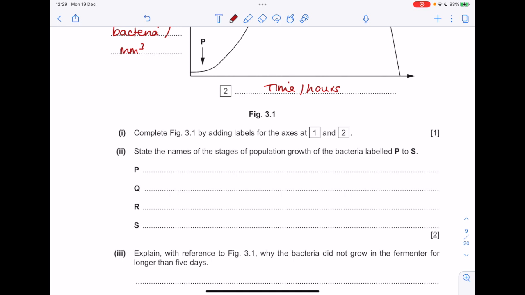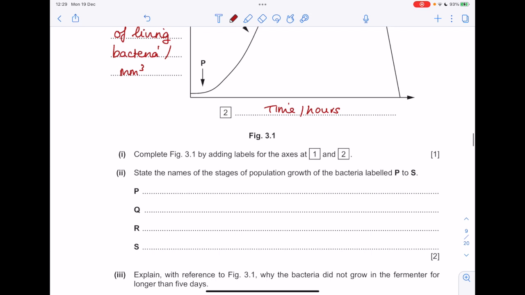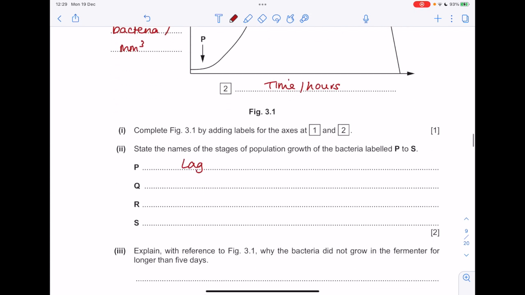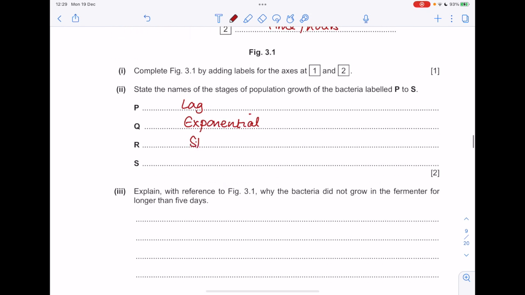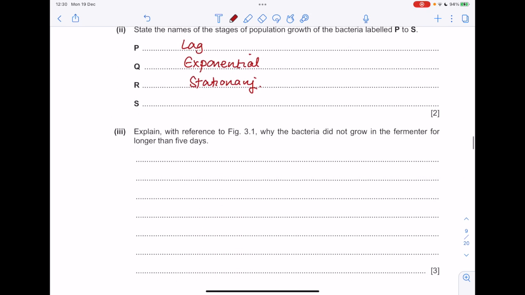State the names of the stages of population growth of the bacteria labelled P to S. So P is the slow phase, it's the lag phase. Q, we can see exponential growth, a huge increase in bacterial populations. R is staying the same, so it's the stationary phase. And then S, massive decrease in numbers, that's the death phase.